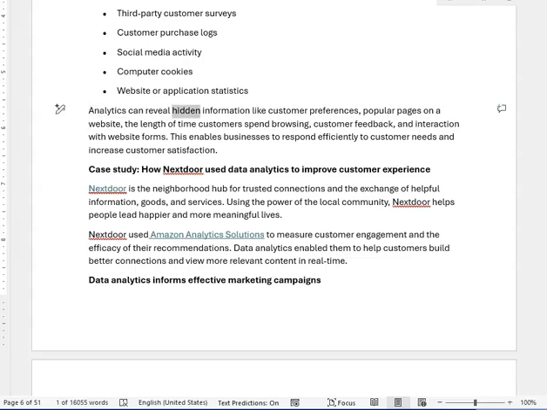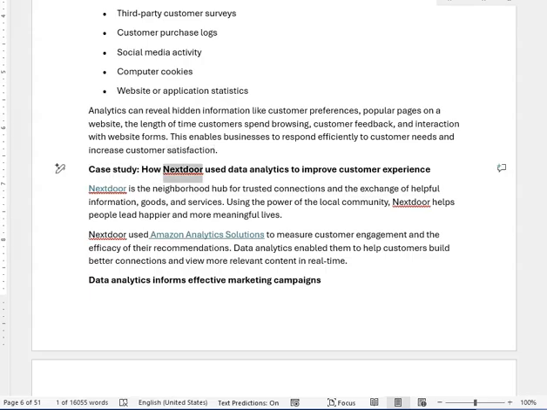Analytics can reveal hidden information like customer preferences, popular pages on a website, the length of time customers spend browsing, customer feedback, and interaction with website forms. This enables businesses to respond efficiently to customer needs and increase customer satisfaction.